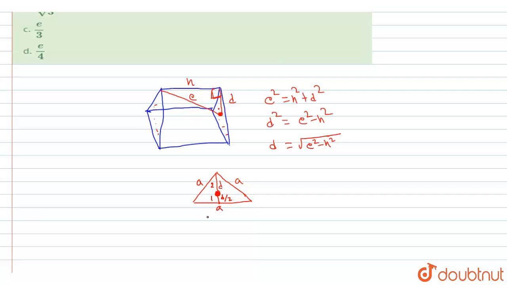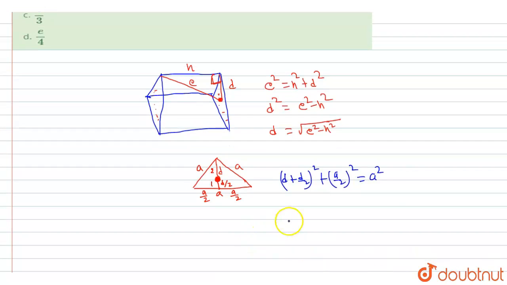Now we can see that from here, this is a right angle triangle, and this distance is a by 2, and this is also a by 2. So a by 2 whole square plus d plus d by 2 whole square is equal to a square. From here we can find the a value in terms of the d value.